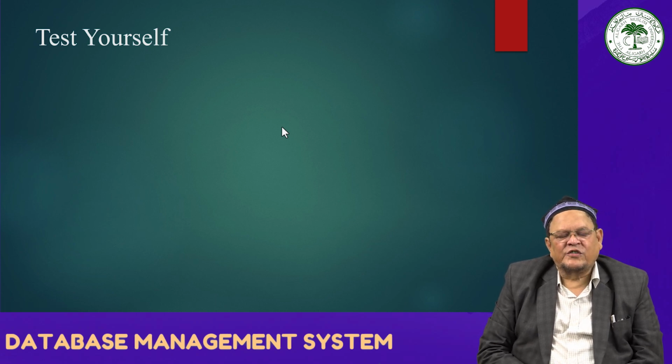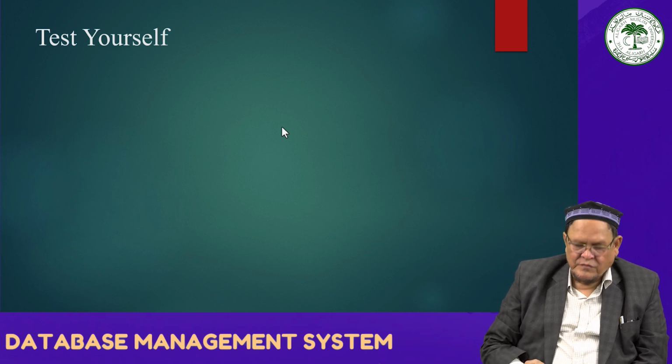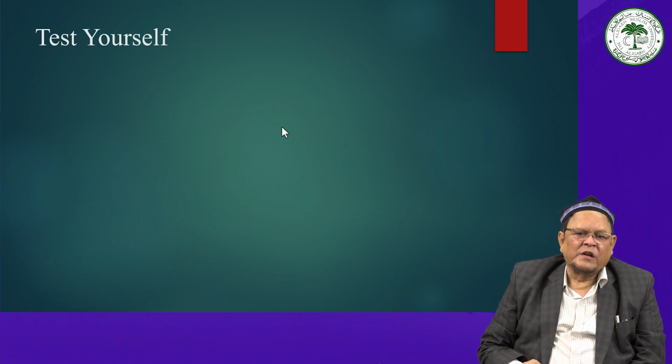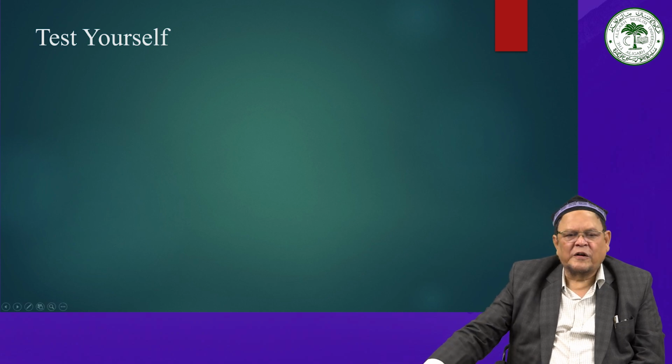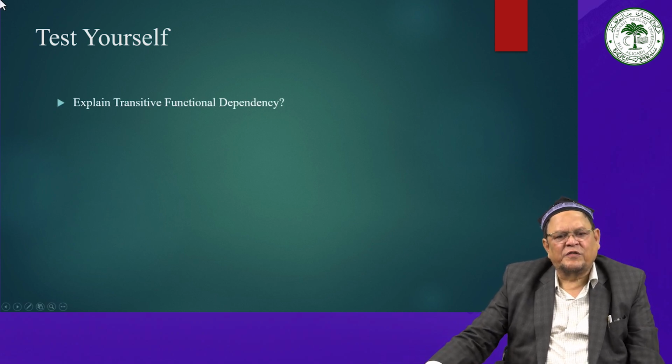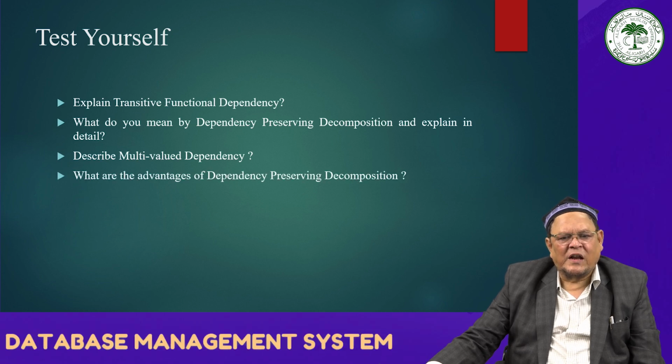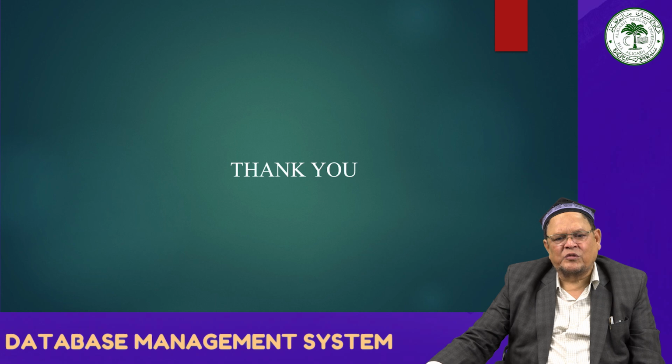Now let's assess your knowledge and track your progress with a few questions I have given you. Hope you will do them as an assignment. It will improve your understanding of today's lecture. The first question is: explain transitive functional dependencies. What do you mean by dependency preserving decomposition? Explain in detail. Describe multi-valued dependencies. What are the advantages of dependency preserving decompositions?